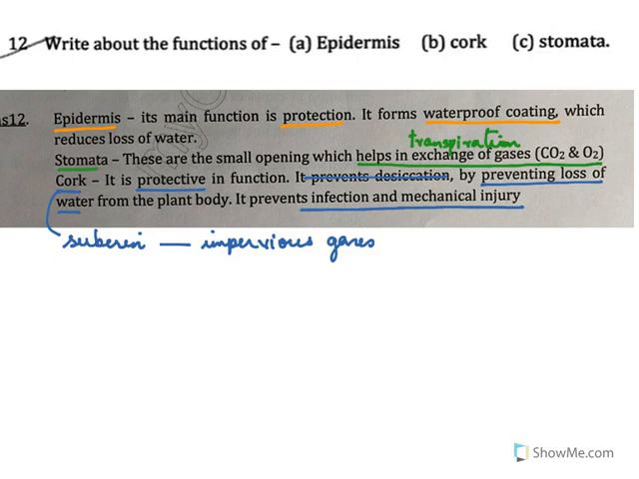For epidermis also there are important points, like it is protective in nature, so it protects the plant from mechanical injury and does not allow parasites to enter. Parasitic fungi are not allowed to enter into the plant.